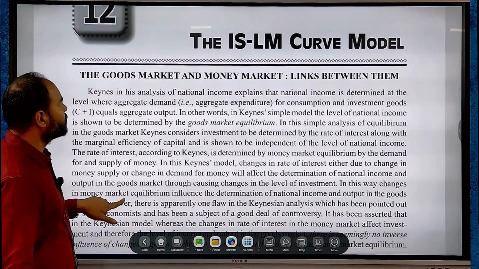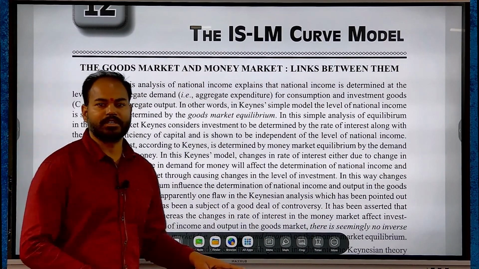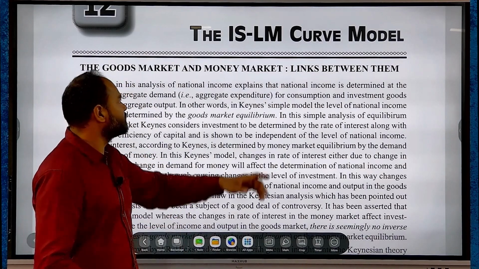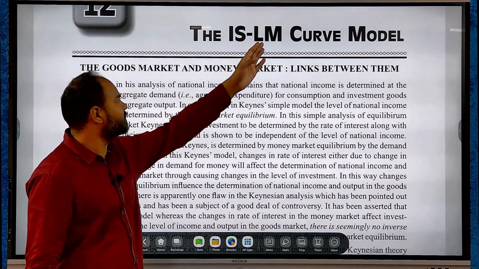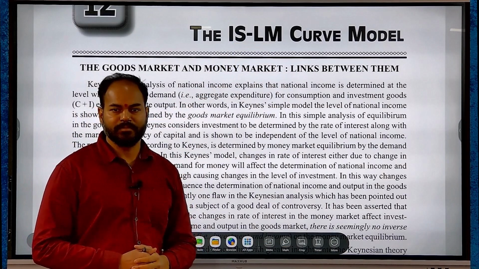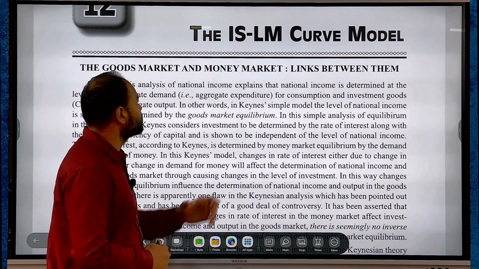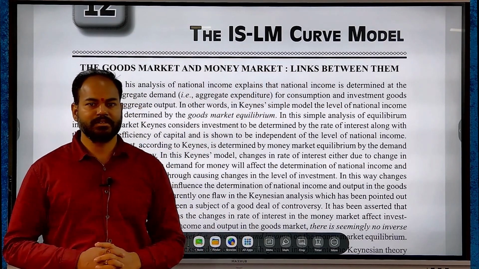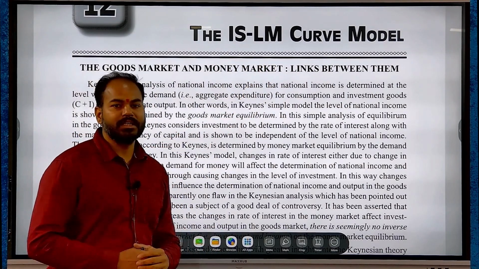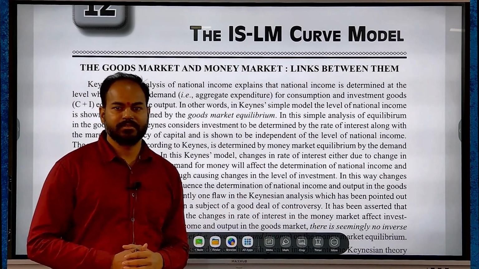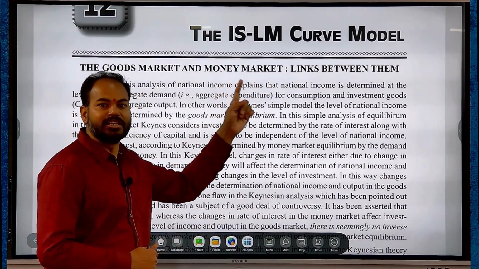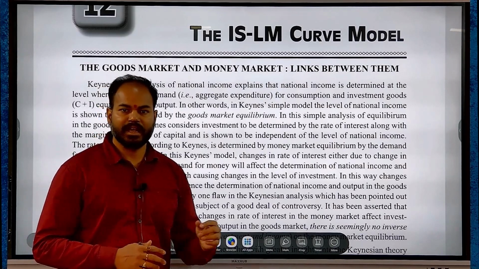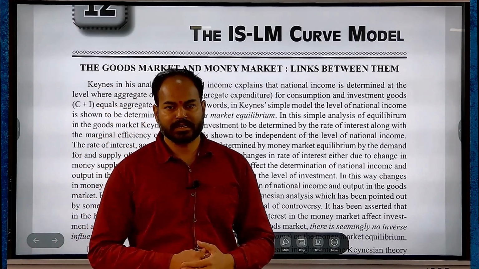Okay, so what is the ISLM curve model? Let's begin with the explanation of this term. IS stands for investment savings, whereas LM stands for liquidity for money. As the name suggests, investment and saving is part of the goods market, whereas liquidity for money is part of the money market. So IS represents goods market equilibrium, whereas LM represents money market equilibrium.